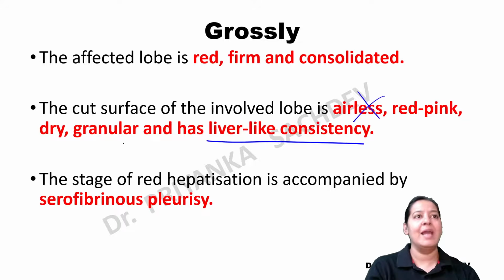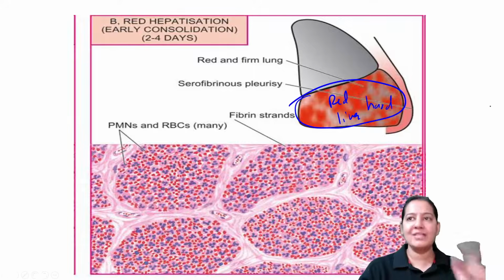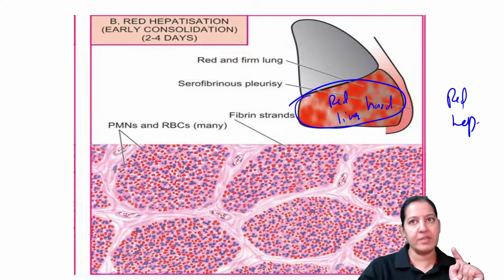It is airless, dry, granular, heavy, and stony hard. Give me a thumbs up on this point. That is known as red hepatization. You got this point? Make a slide.